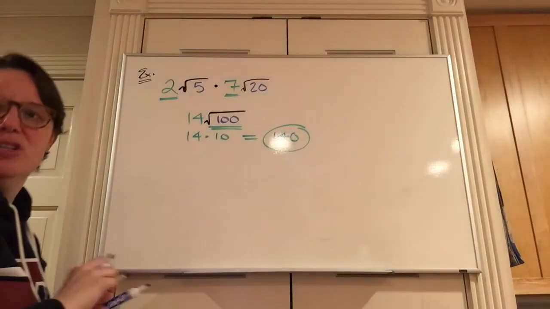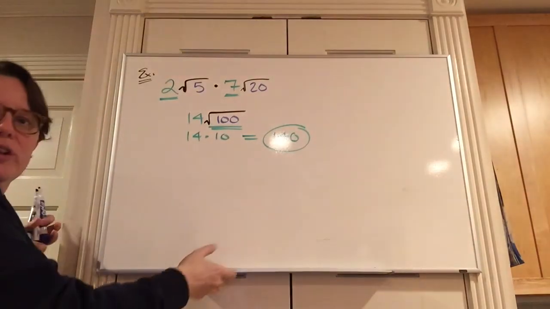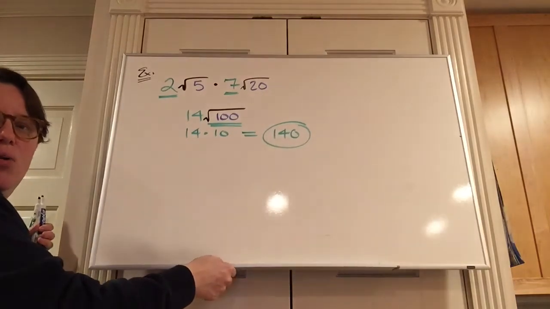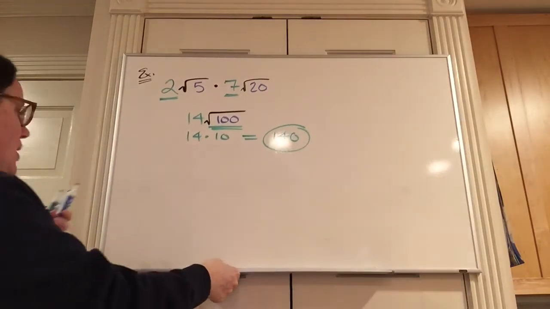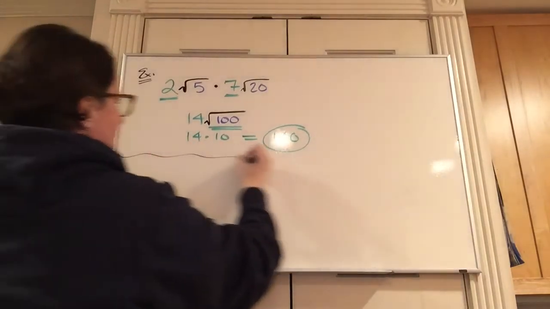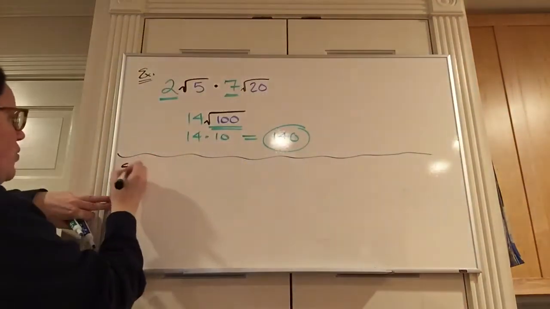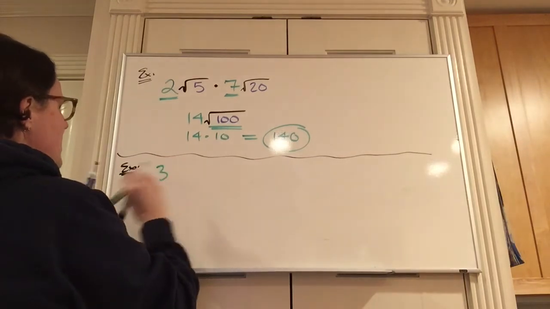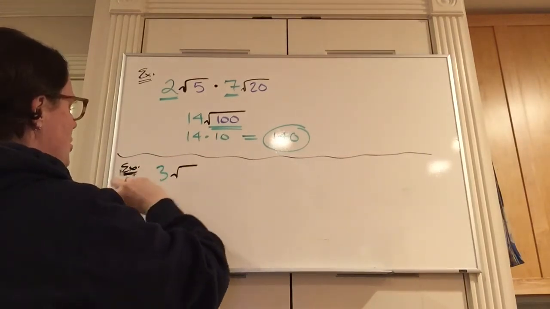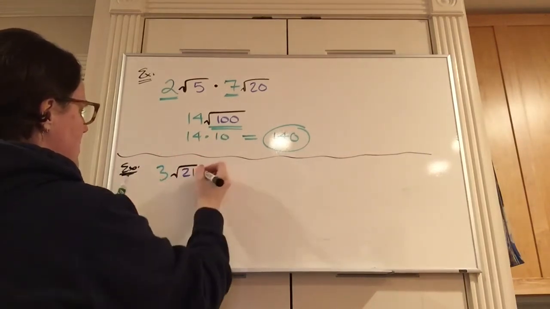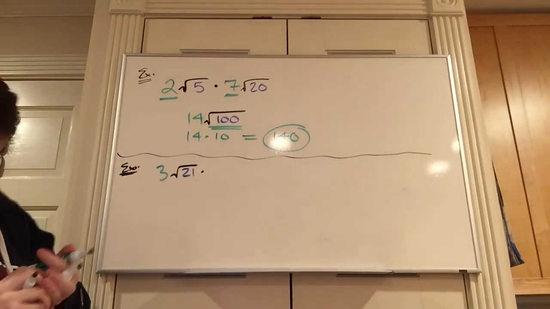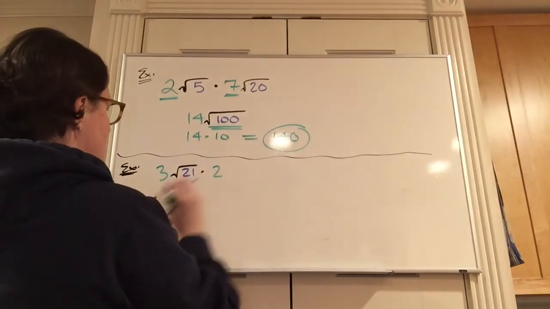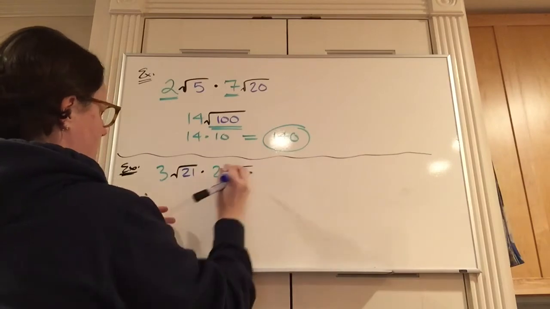2 kind of messy numbers that multiplied together to have a really nice answer. Ooh, that's right in the glare. Here, I'll tip it up for you guys. 140. All right, let's do one more like that. Suppose that you had a question like 3 times the square root of 21 times 2 times the square root of 15.